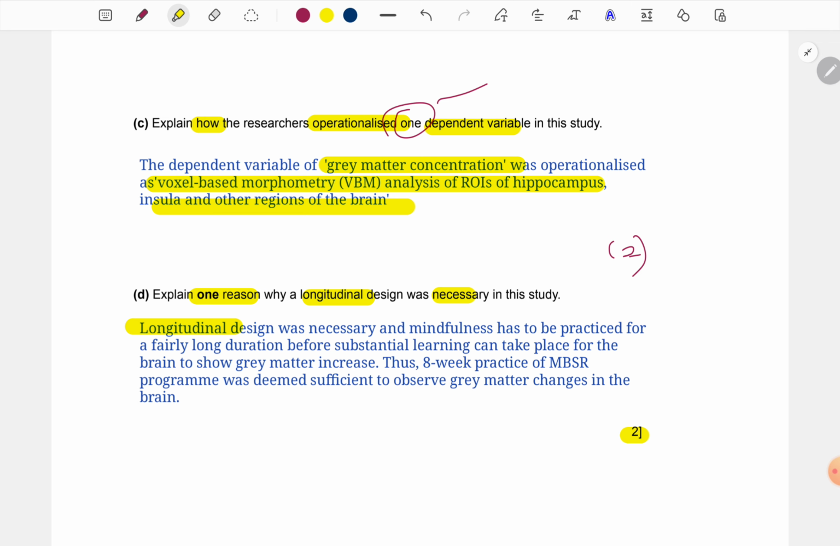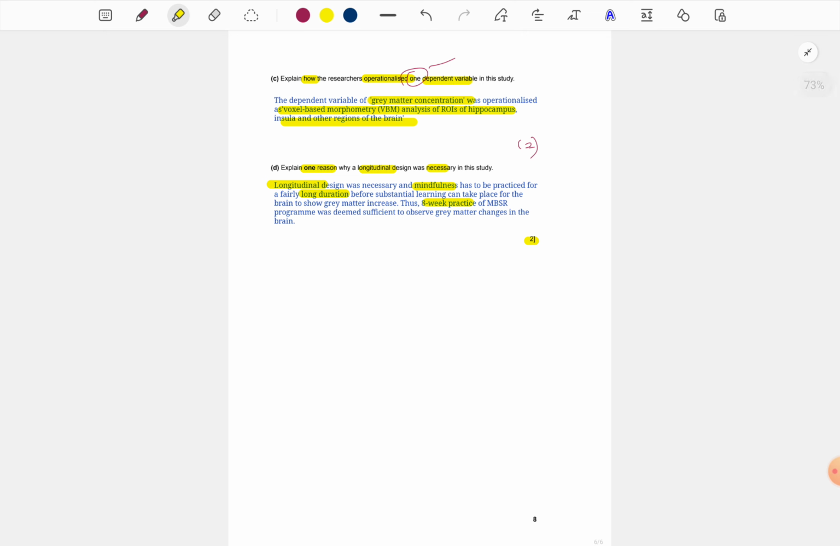Longitudinal design was necessary because MBSR has to be practiced for a long duration, like 8 weeks. Then only any gray matter increase will be there. It won't be seen in the short term, like within a few minutes or hours, people's brain is not going to increase by doing a little mindfulness. So that is the justification or reason for doing a longitudinal study. Okay, so that's as simple as that. Again, for the last one, the only tip I can give is be specific as always. Mention exactly what is taking time, the MBSR program, and exactly how much time it's taking, 8 weeks. Nothing else. Okay, so that's it for this video, and I've tried to cover various questions AO1, AO2, AO3.